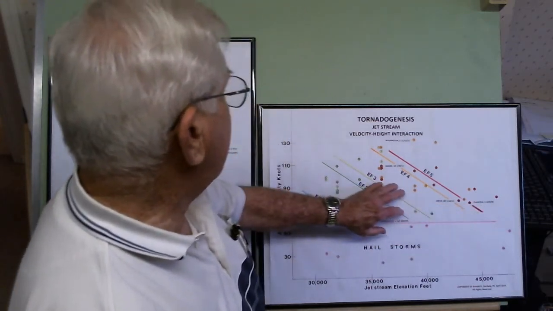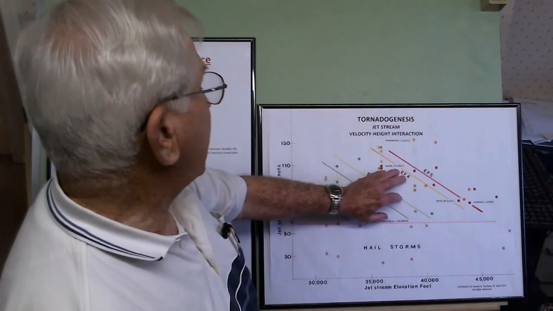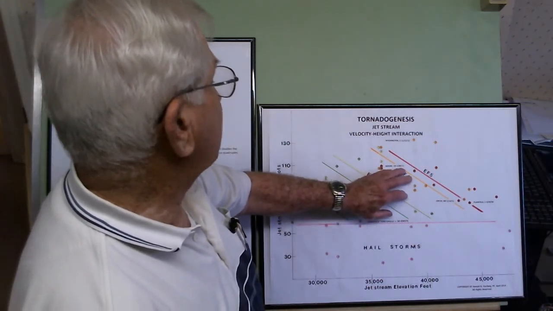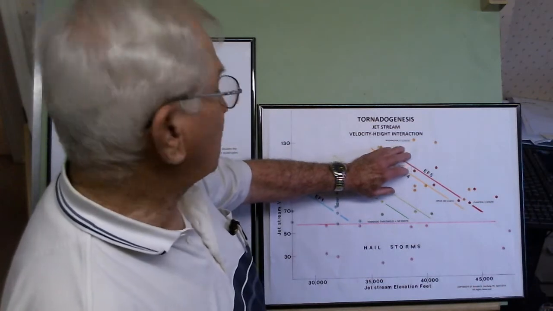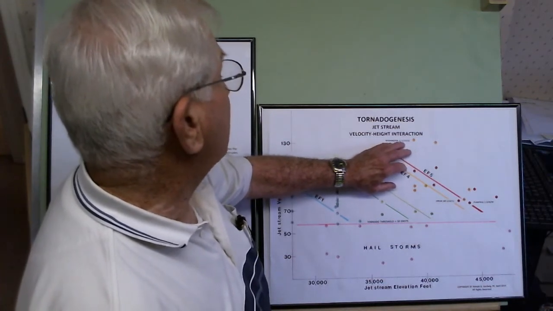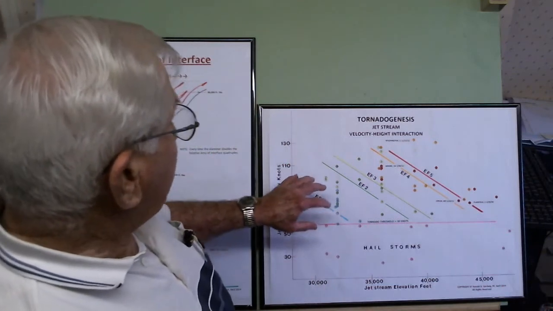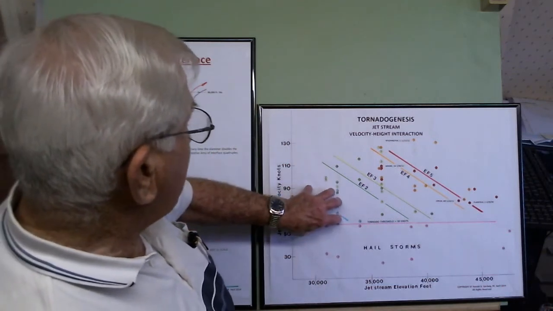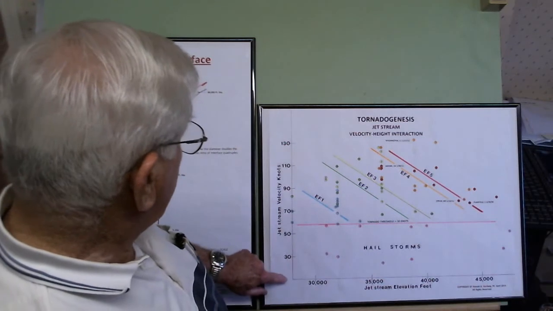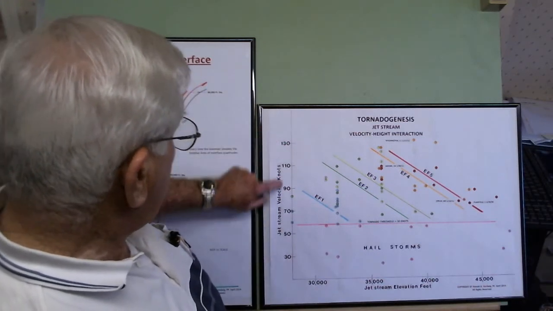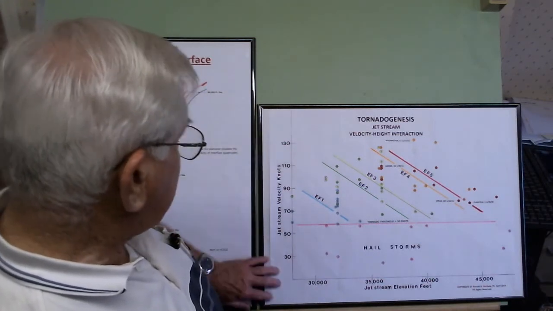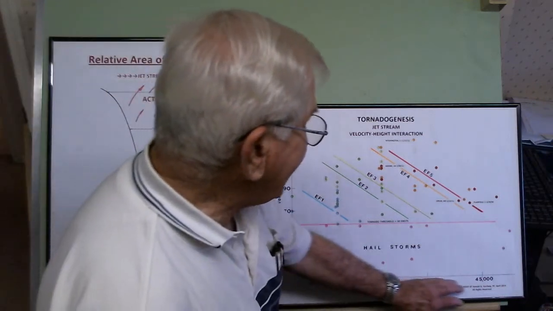of 1990, the Moore, Oklahoma tornado just last year of May the 13th, and the one that hit close to my home, the Washington tornado of November the 13th. What I did is to plot where these tornadoes fit relative to the velocity of the jet stream in knots, relative to how high they are.